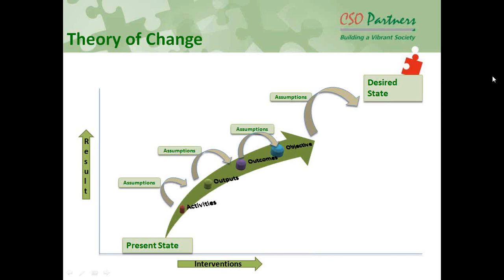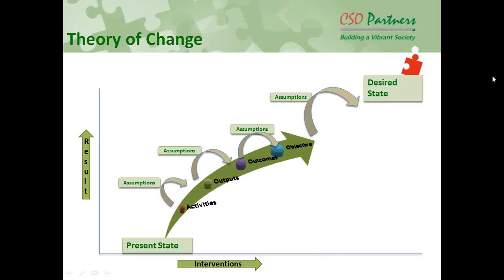We have the desired state. Today, around 50% of Indian children are malnourished. Our desired state in our project area, probably, is to reduce the rate of malnutrition to say 25%, right? Now that is the desired state. Now how do we reach there?